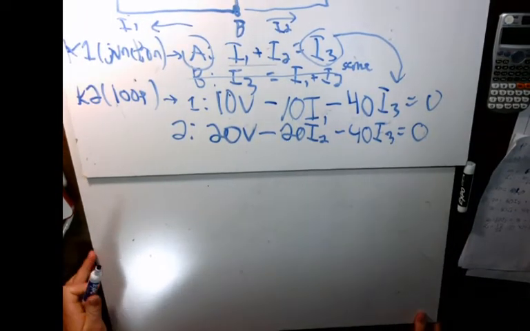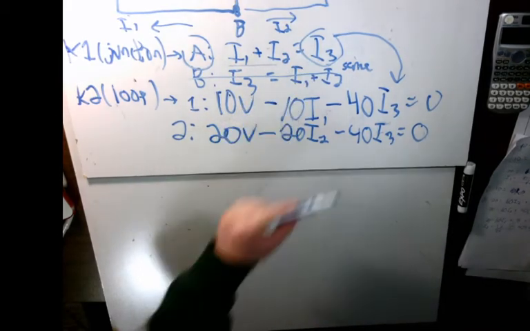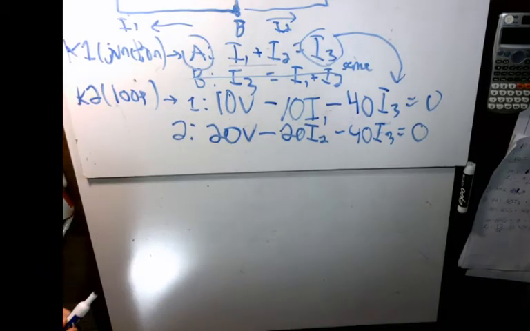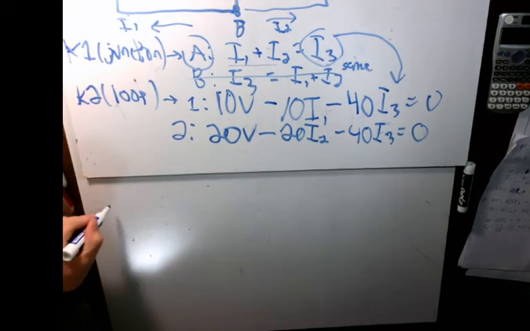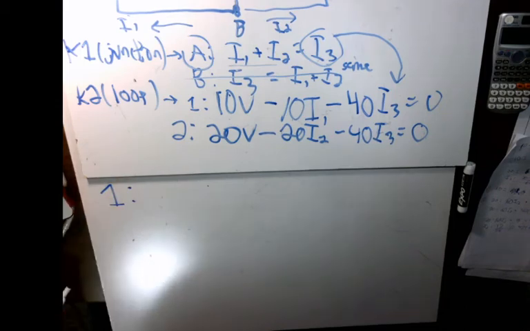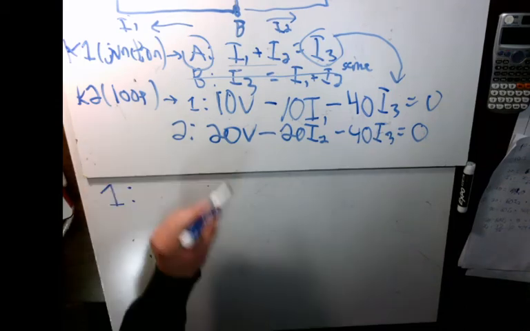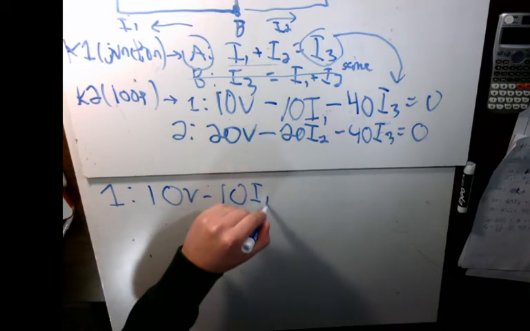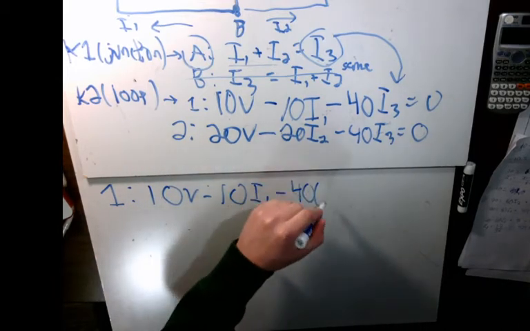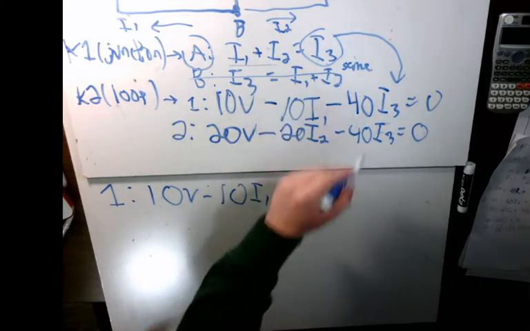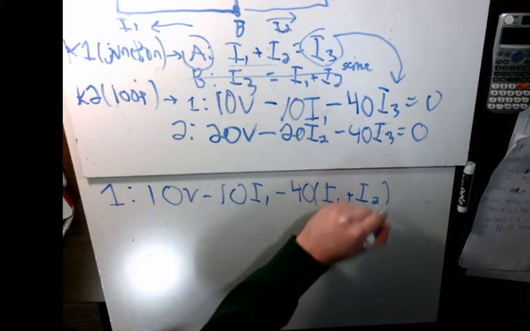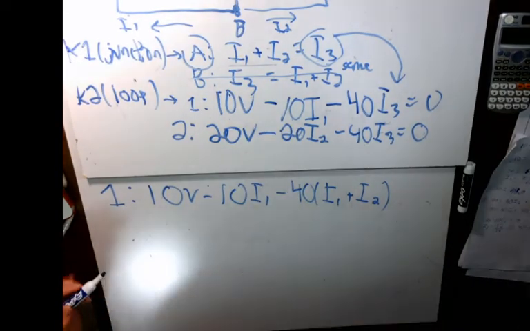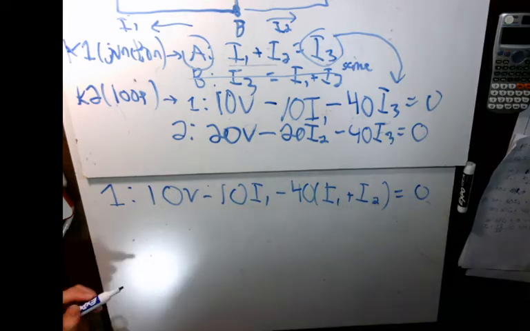Okay, so when I substitute I3 into this first Kirchhoff loop equation, this is my modified first Kirchhoff loop equation. We get 10 volts minus 10 I1 minus 40, and then in brackets, instead of I3, I1 plus I2. We're just substituting I3 for what we know it is equal to, and that will equal 0.